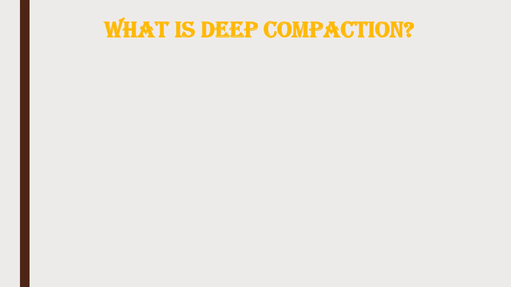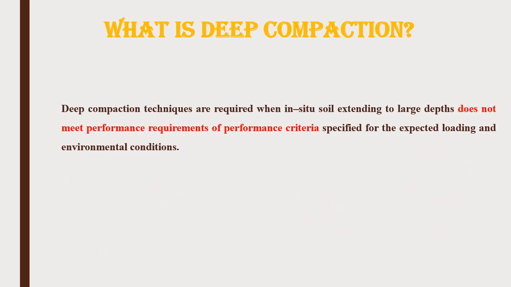What is deep compaction? Deep compaction techniques are required when soil extending to large depth does not meet the performance criteria specified for the expected loading and environmental conditions. Usually, deep compaction is provided for a depth of 10 to 30 meters for densifying the soil.